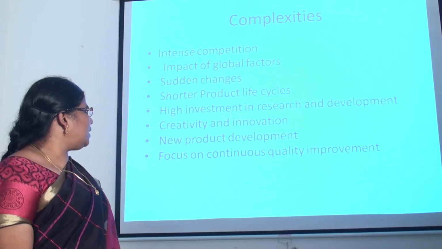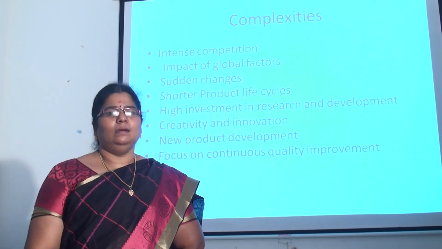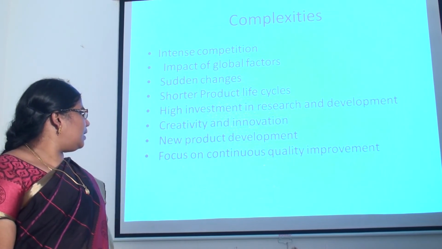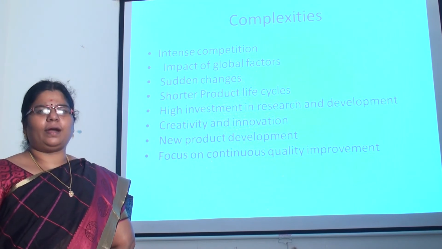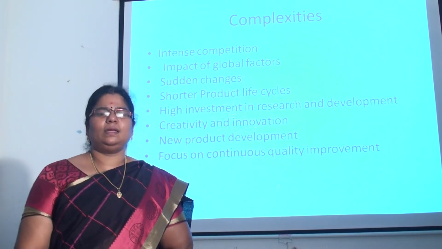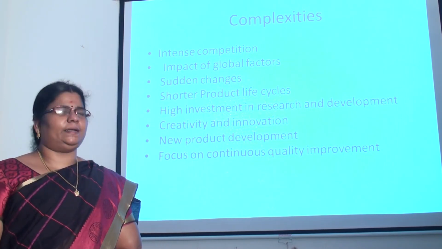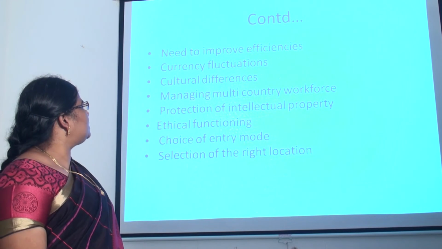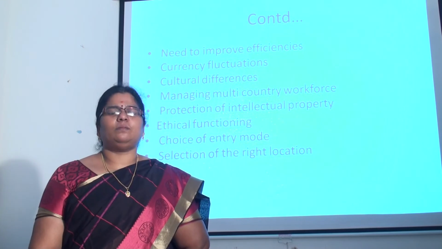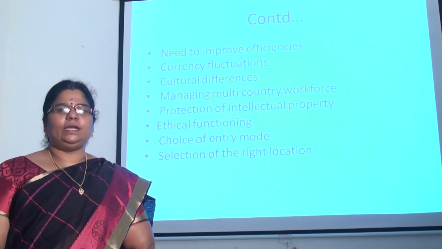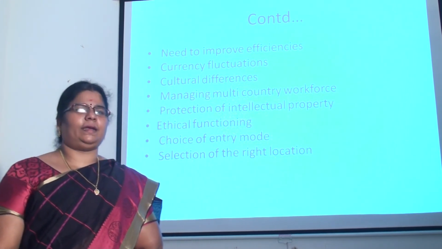Next complexity is focus on continuous quality improvement. In order to give new products to the consumers with good quality, they concentrate on quality at a cheaper rate. Next complexity is need to improve efficiencies. Competition is more in case of international trade. So, in order to compete with the competitors, efficiency is essential for international traders.